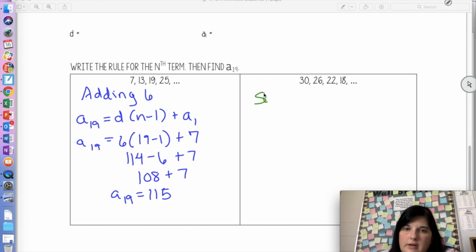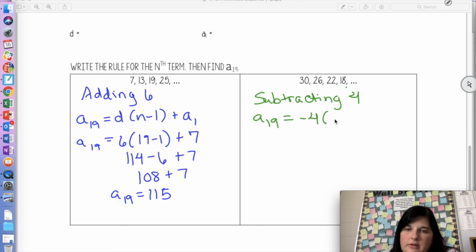All right, so now over here we've got 30 down to 26, down to 22, down to 18. So that is subtracting 4 each time. So that's the rule. And then we're going to find the 19th term again, but now we're using this sequence instead of those numbers over there. So the common difference would be our negative 4 for d.